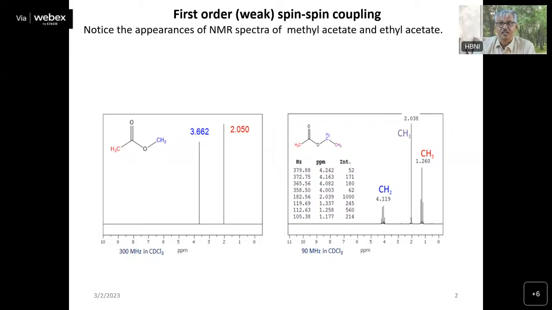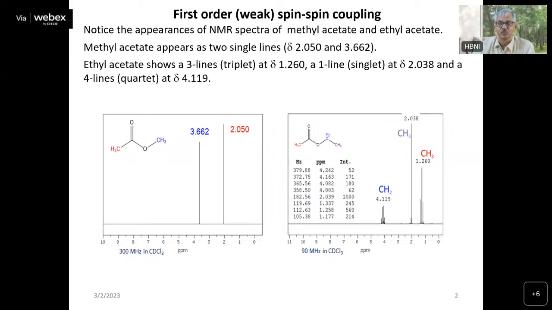But the right hand side is the ethyl acetate. It has got three sets of peaks. You can see three lines at 1.260, accounting for 3 protons, one methyl group. Then you will see a single line that is also accounting for 3 protons, and another 4 lines that account for 2 protons. You can easily assign them according to their chemical shifts, because as we know the chemical shifts, we can assign which methyl is which methyl, and of course the CH2.